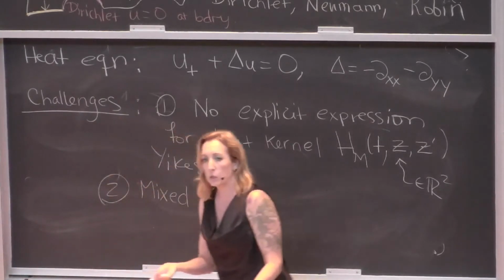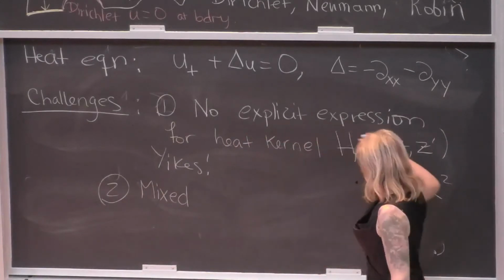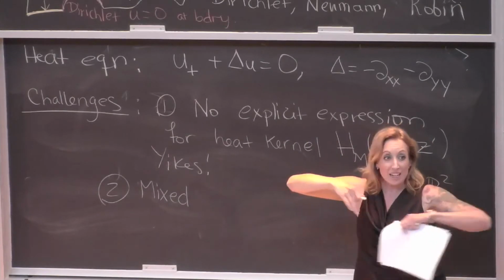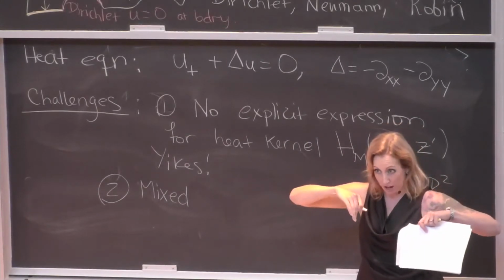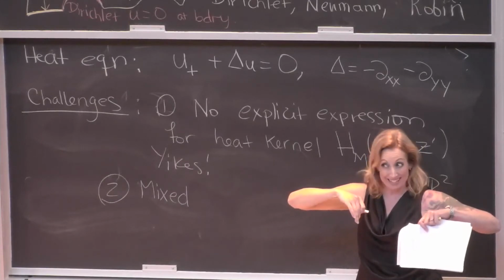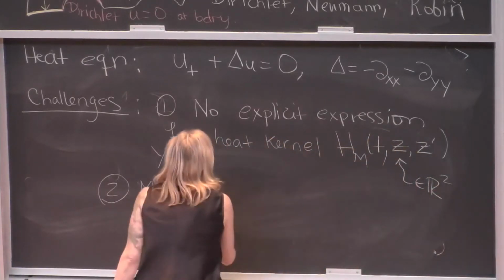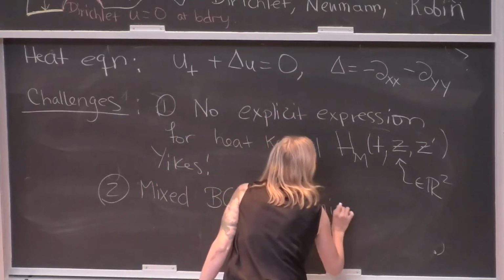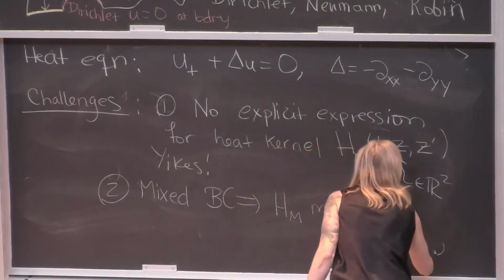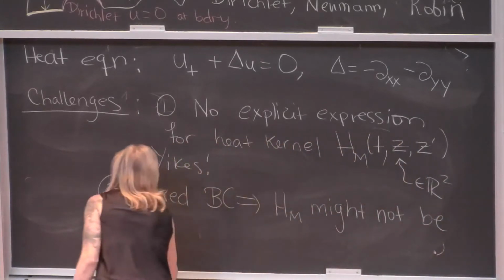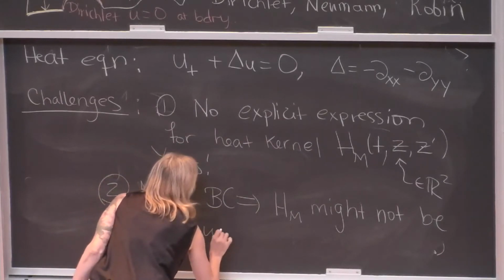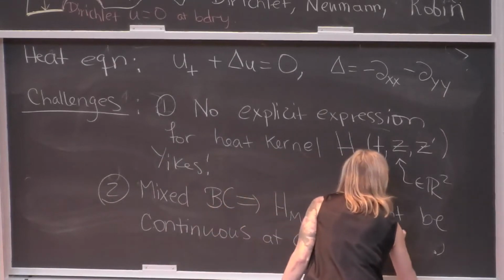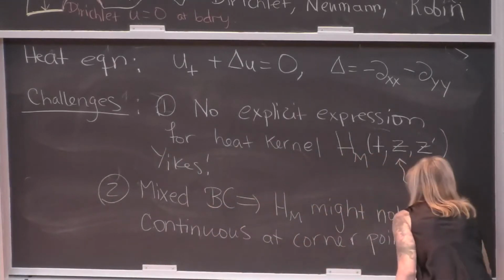Another issue is if we have, like in my picture, a Dirichlet boundary condition. There we're demanding this heat kernel has to vanish along that curved piece, and right next to it, the normal derivative has to vanish. So it could be not continuous, which is kind of bad. With mixed boundary conditions, HM might not be continuous at, say, corner points. So double yikes.